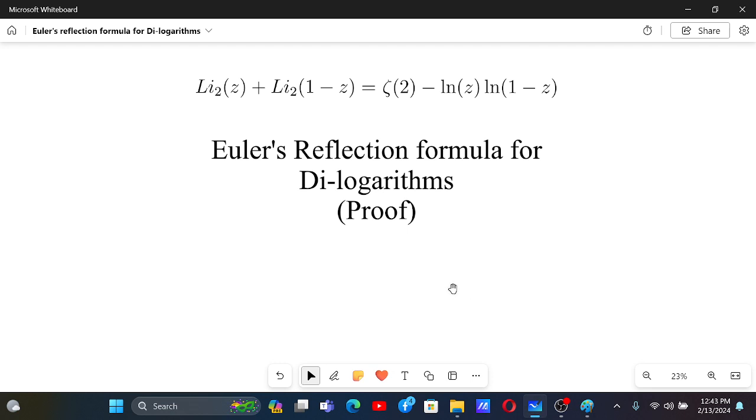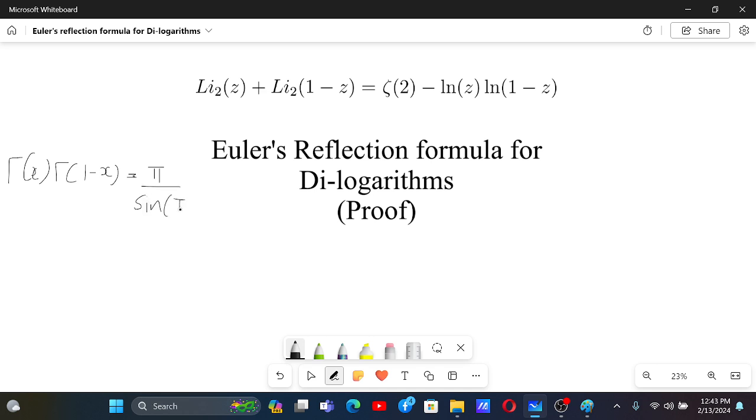Euler's reflection formula for dilogarithms. Okay, so basically you might have seen reflection formulas for the gamma function and digamma function. For the gamma function, Γ(x) Γ(1 − x), its product is actually equal to π by sin(πx).